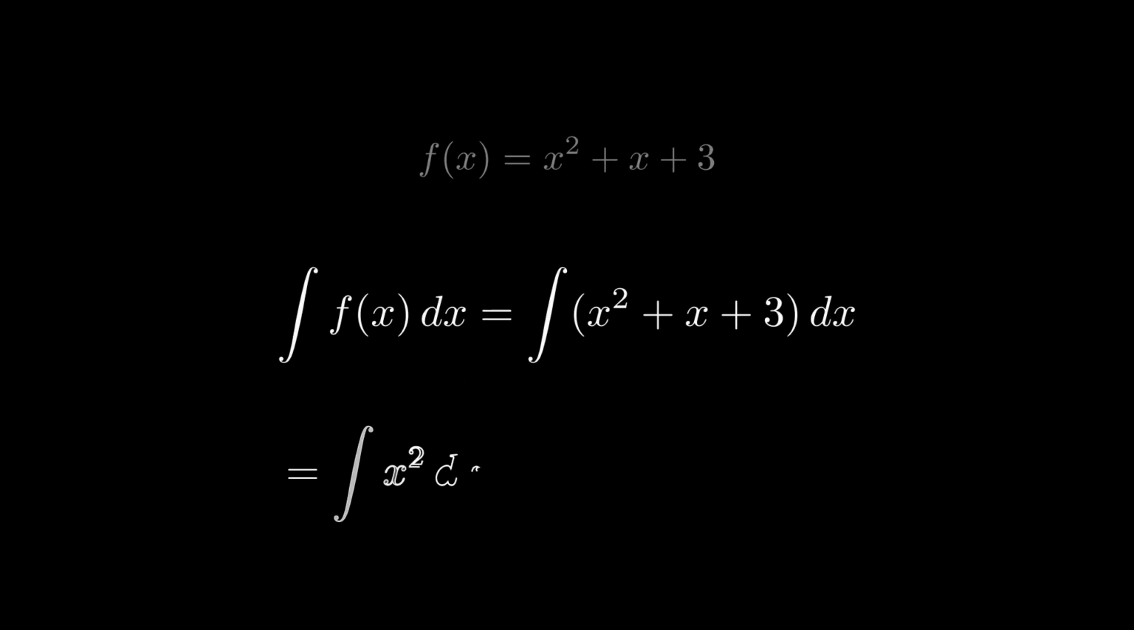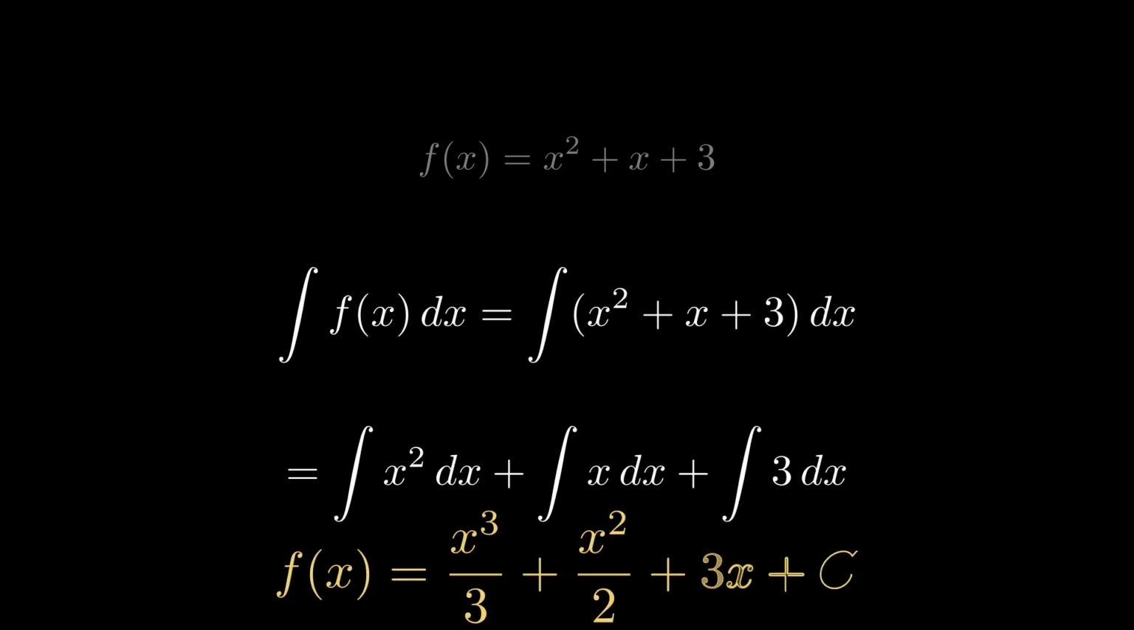Integration is linear, so we can distribute the integral to each term separately. For x squared, we get x cubed over 3. For x, we get x squared over 2. And for the constant 3, which we can think of as 3x to the power of 0, we get 3x. Finally, we add our constant of integration, c.